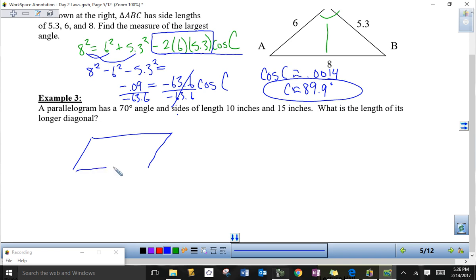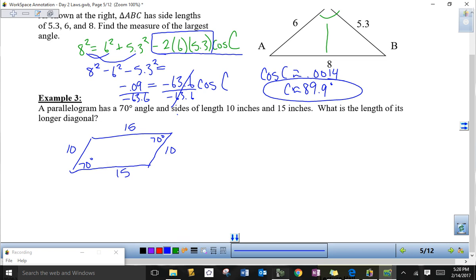Okay, so I'm sketching this parallelogram, and I'm told I have a 70-degree angle. Well, in a parallelogram, opposite angles are congruent. Notice I put it for the acute angle here. I've also got other angles right now, but we'll come back to talking about those. Side lengths, 10 and 15. Opposite angles are congruent, but so are opposite sides, so 10 and 10 and 15 and 15. I want to know the length of the longer diagonal.